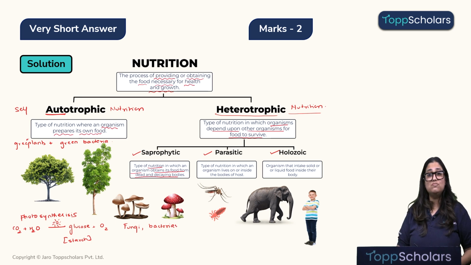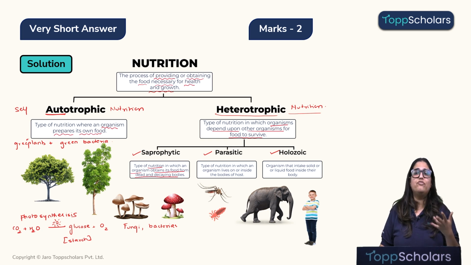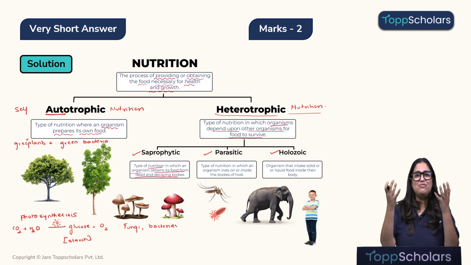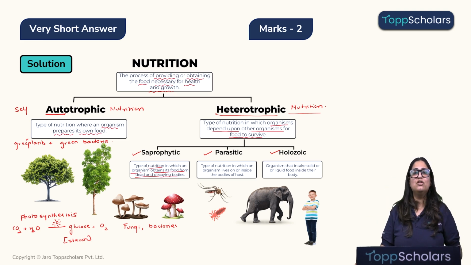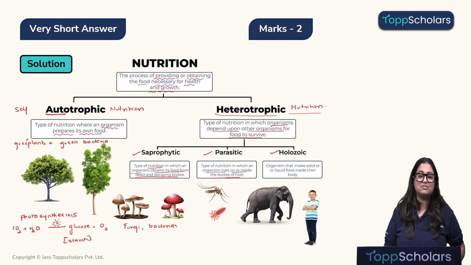We can see over here mushrooms, they are a type of fungus. Coming to the parasitic mode of nutrition. Children, it's a mode of nutrition where an organism just does not want to work hard at all. It simply wants to steal the food from the other organism's digestive system. Let's read it. So, it is a type of nutrition in which an organism lives on or inside the bodies of a host.